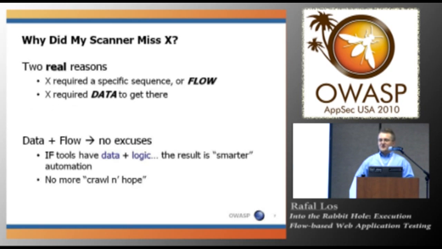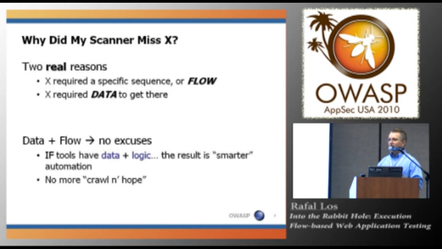Because we work with scanners and automation, I often get asked: why did your scanner, or Scanner X, or an open source scanner, whatever tool, miss this particular vulnerability that I tested for? There are always two reasons, and increasingly these two reasons are becoming more prevalent. The first reason is specific sequence or flow, and the second reason is data. Applications used to be link-driven. Today they are process and data-driven. Does everybody understand that? Is that pretty clear?